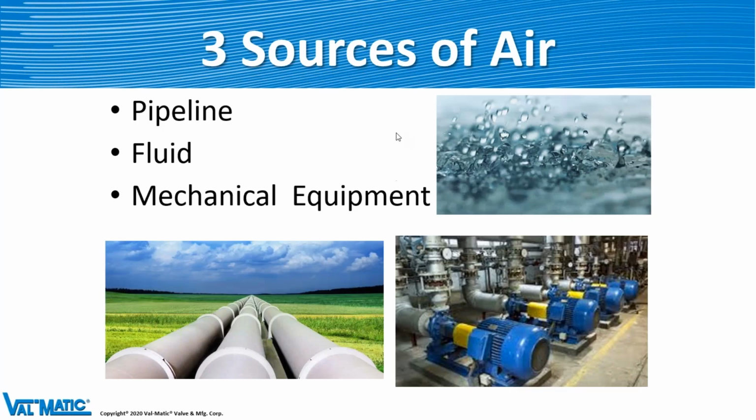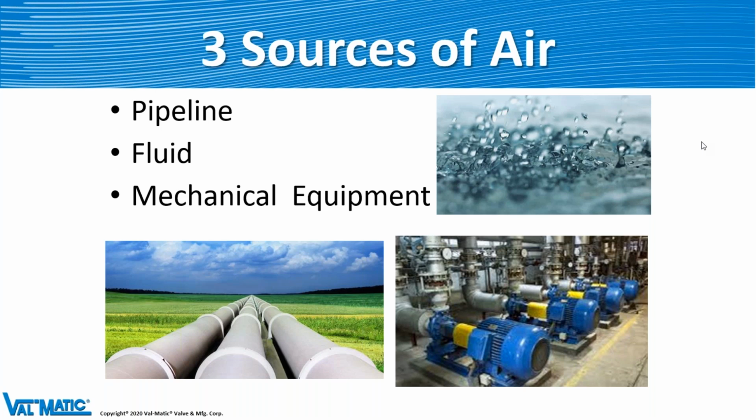So, as far as air in the pipeline, there are three sources of air. One is the pipeline itself. If you think about it, if you're filling a pipeline, it's got air in it. So you have to get that air out as you're filling the pipe, okay? The next one is the fluid. Just about every fluid imaginable is going to have some kind of air in it. As an example, water alone has 2% by volume air in it. So you've got to get that out.